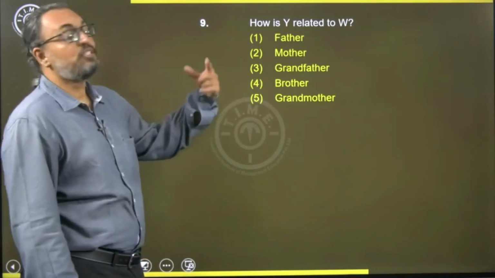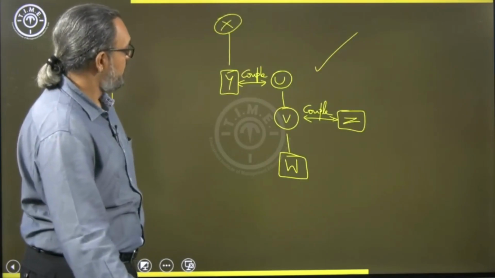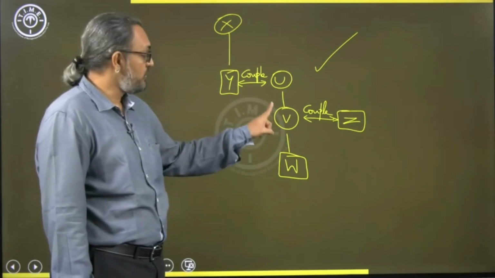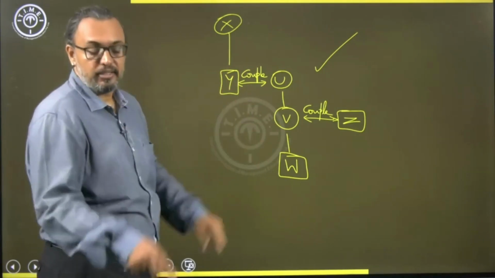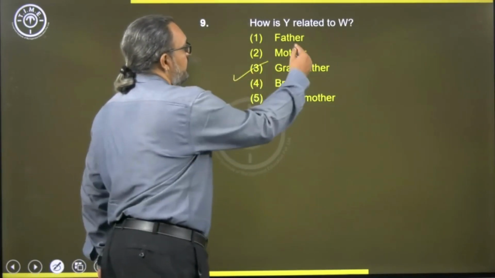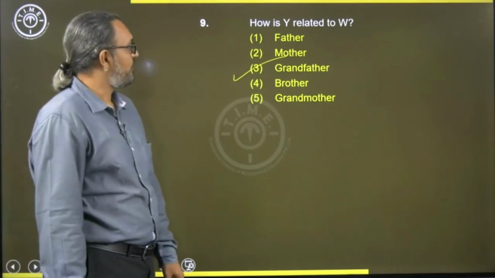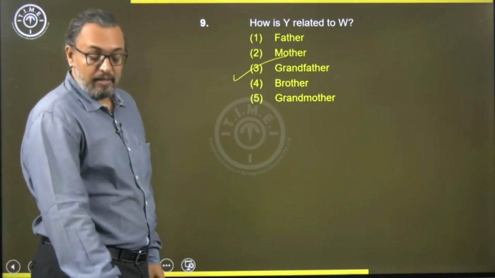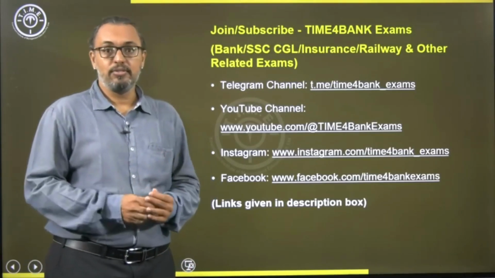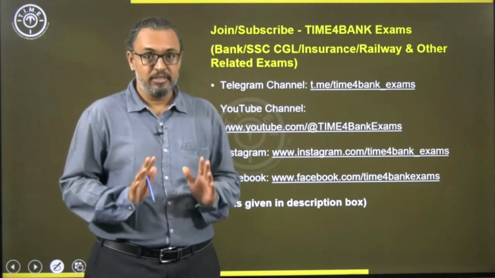Then how is Y related? So from W we have to check. So from W, how is Y related? So W has a mother and this mother has a father. So mother's father is grandfather. So that is available in 3rd option. Right. Then, okay. So those were the questions under blood relations in this video. Hope it is understood.